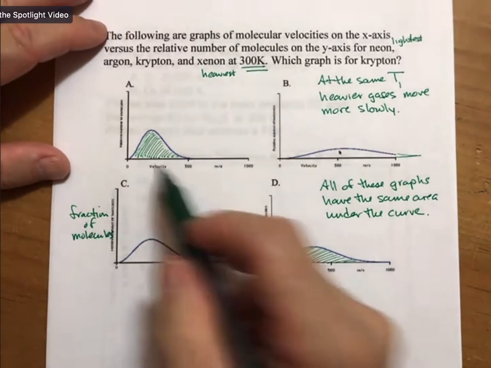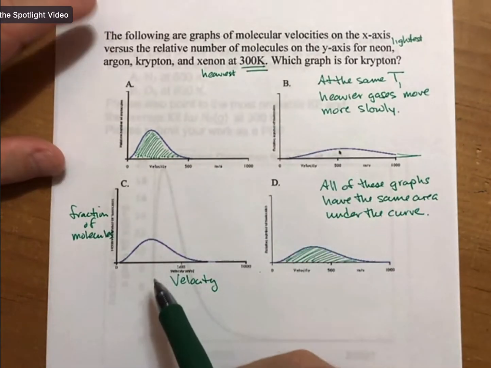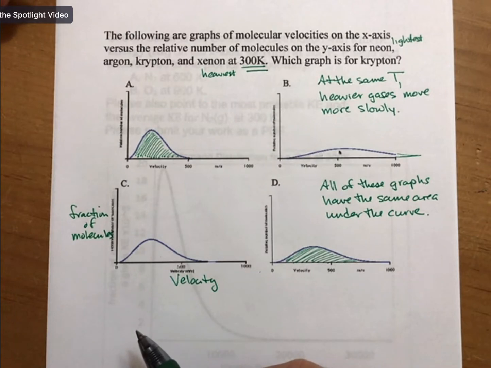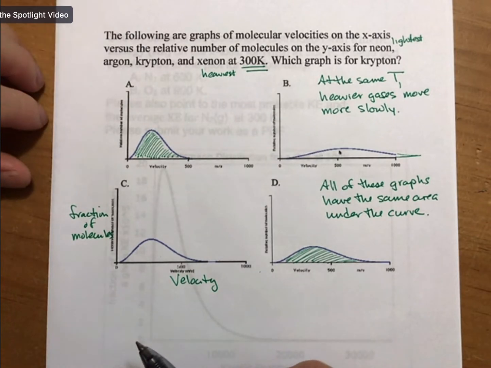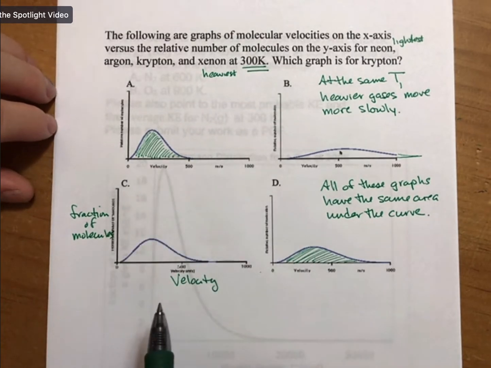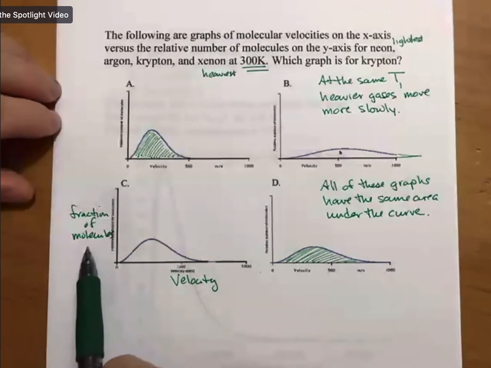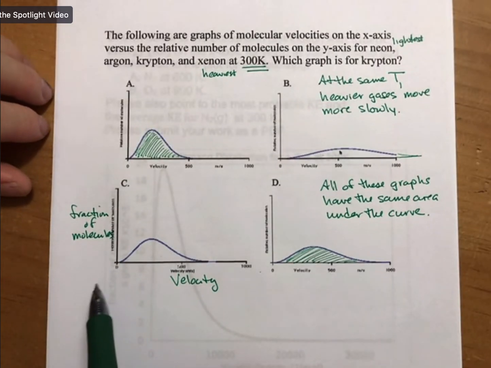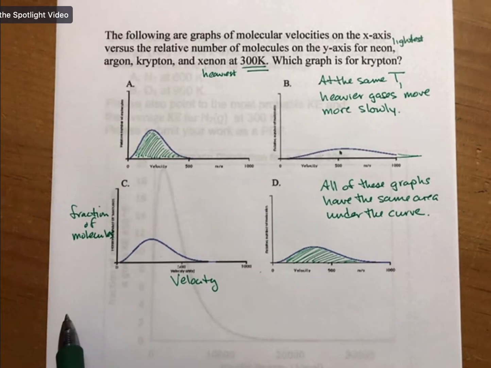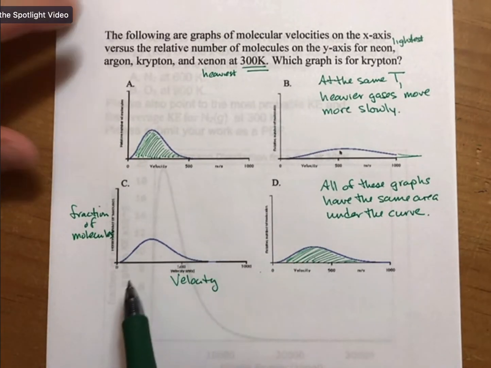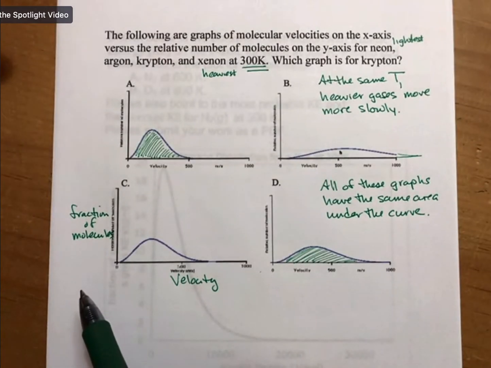And for each of these plots, the fraction of molecules adds up to the total of 1, just like the fractions of a pie. I see the question there. I'll answer that one in a minute. So the fractions of a pie always add up to 1 pie. Same thing here.